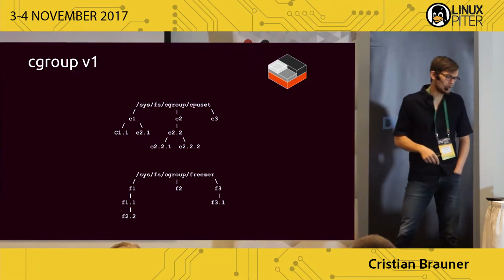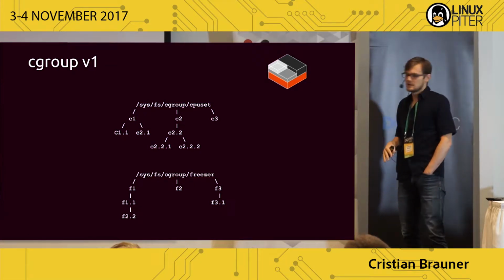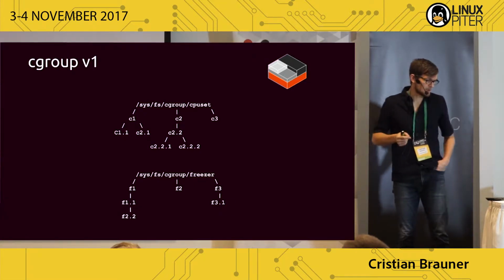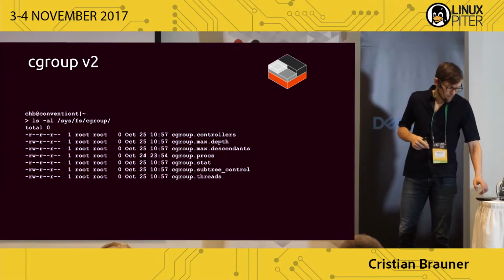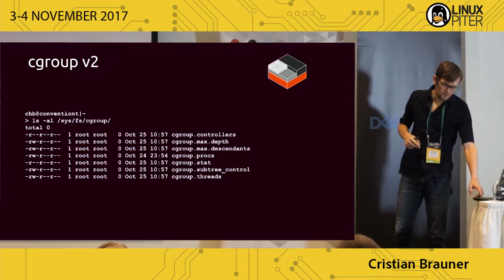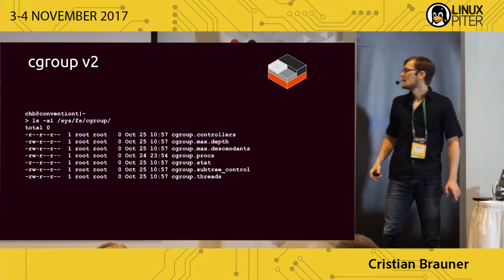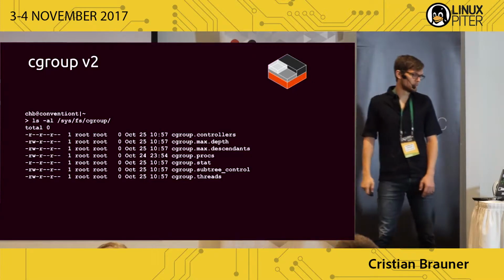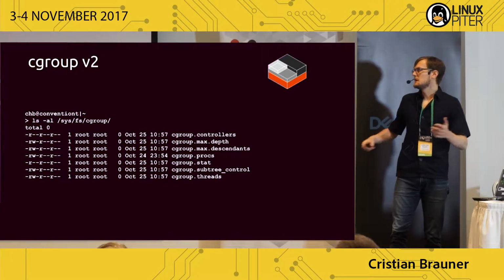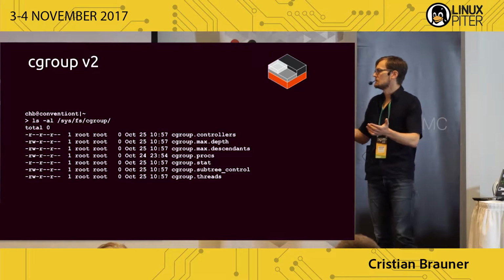So you can even do stuff like, for example, have separate threads in C2 and then another thread of the same process in the freezer C group and so on. That's all fine. I mean, that's a lot of flexibility. It allows you basically to do what you want in terms of organizing your processes.